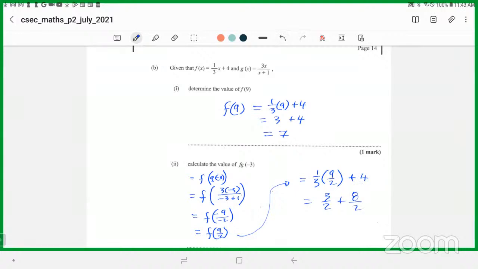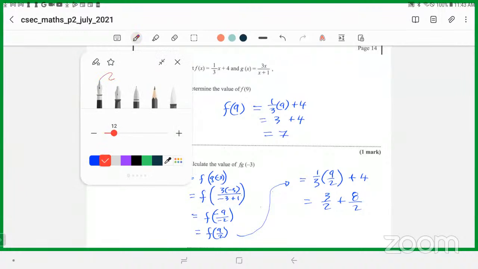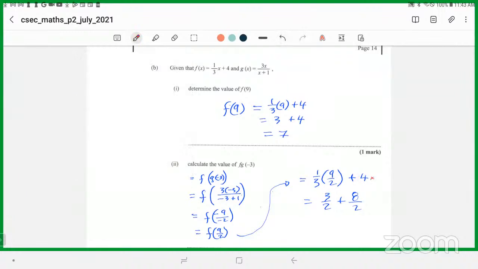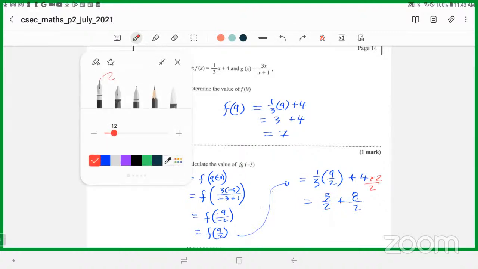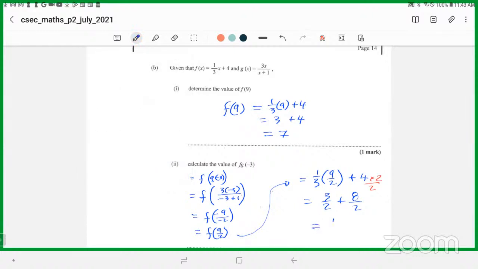How did I do that? This 4, I multiply it by a 2 and divide it by a 2, as I want it to have the same denominator as this one. So 4 times 2 becomes 8. Then when they have the same denominator, we can just add the numerator values. And so the final value is 11 over 2. 3 and 8 is 11, common denominator of 2. That's it.